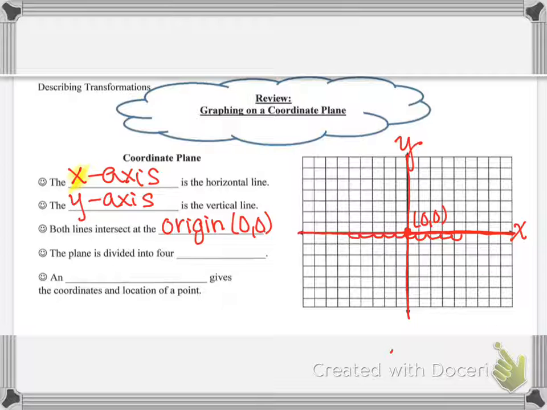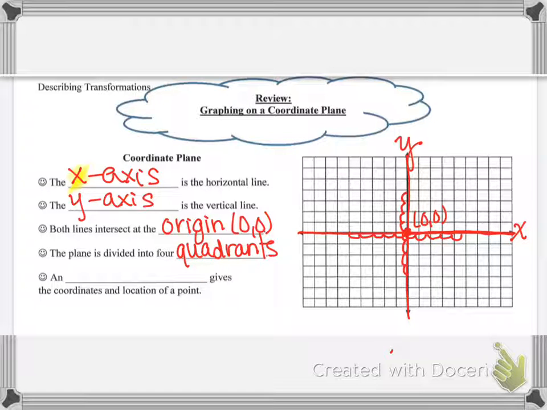Now, if we're at 0, 0 at the origin and we're moving up, this would be +1, +2, +3, and +4. But if we were at the point of origin and we moved down, we would be going in a negative direction, and we'd have -1 and -2 and -3 and -4. So the plane is divided into 4 quadrants.